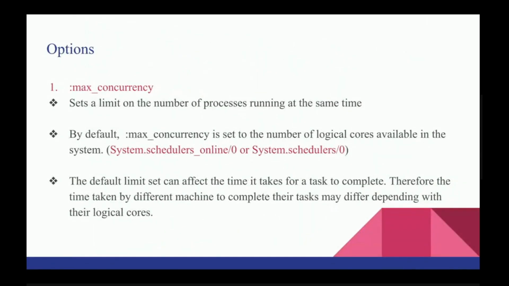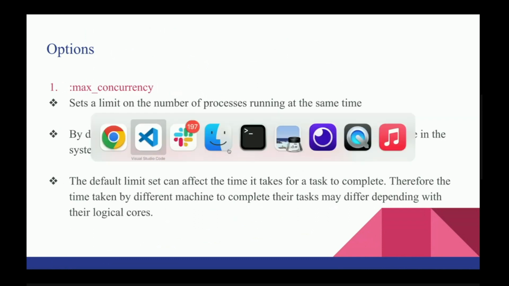The first option we are going to look at is max_concurrency. Remember earlier I told you that the difference between async_stream and the combination of Enum.map and Task.async is that with async_stream, we can set the number of processes running at the same time. This option is possible with the max_concurrency option. By default, max_concurrency is set to the number of logical cores available in the system.